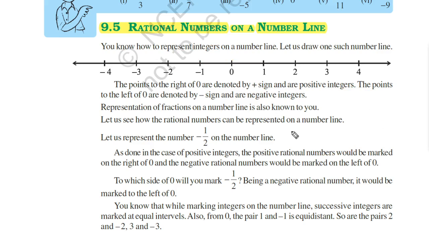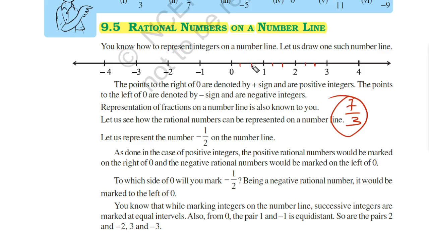Okay, now we will take another example. Suppose we have to mark 7 by 3 on a number line. How will we divide it? Out of 3 parts we have to take 7 parts. This is a positive rational number. So we will first divide 0 to 1 into 3 equal parts. Now we have to take 7 parts. Only 1, 2, 3 parts are there. Then we have to divide 1 to 2 into another 3 parts. Now we can count 1, 2, 3, 4, 5, 6 parts only. But we need 7 parts. So we have to further divide 2 to 3 into 3 parts.